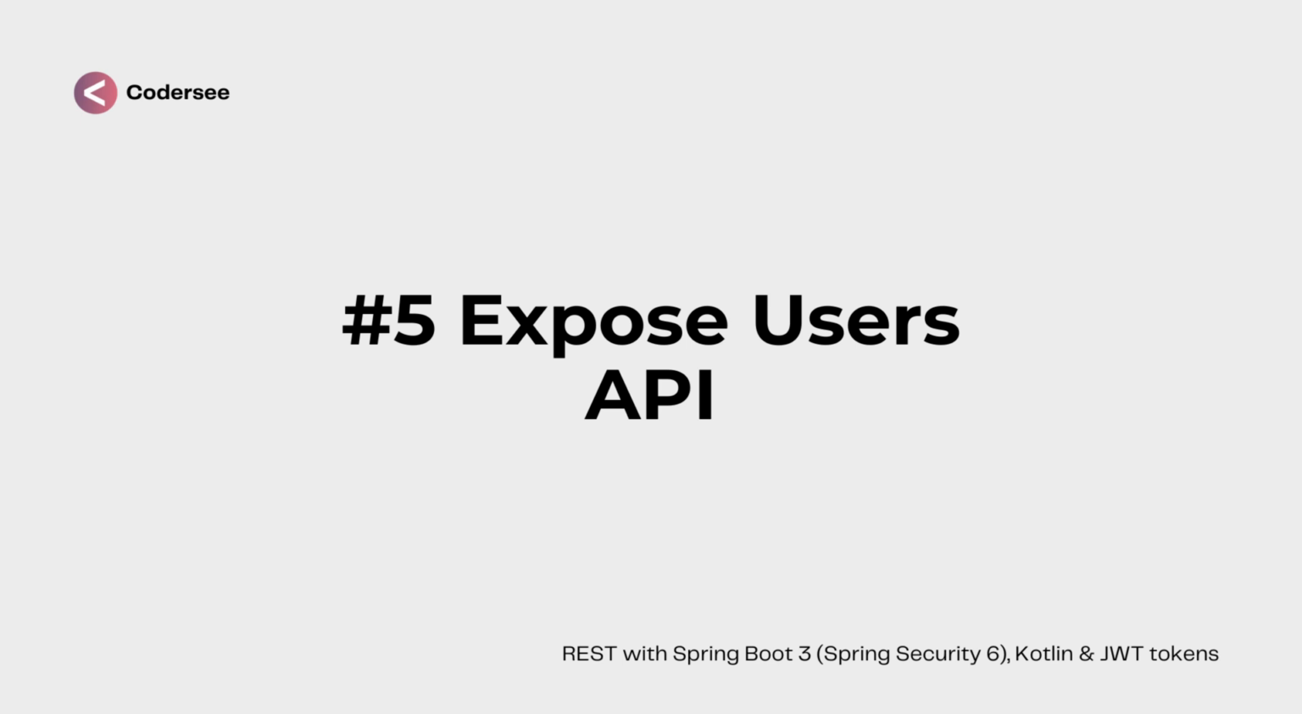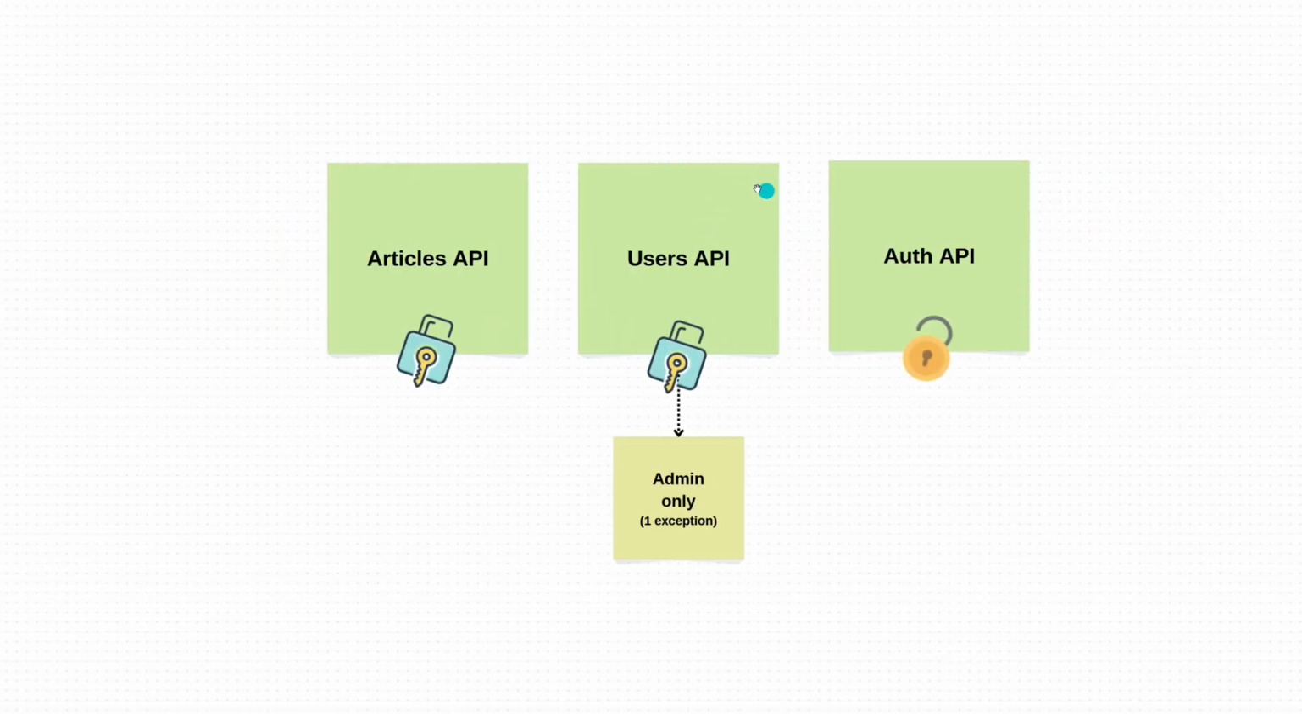So at this point we have our articles API working. Now we would introduce users API, which will be used only by admins, so only admin users will be able to access these endpoints later, with one exception, one public endpoint, which will be used to create new users. With that being said, let's open up IntelliJ.